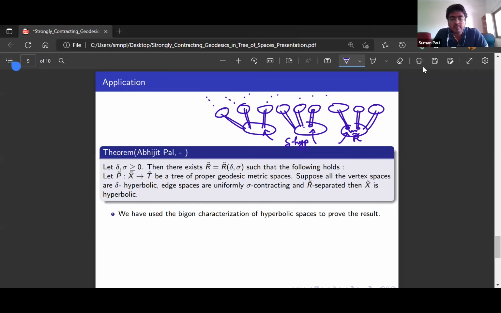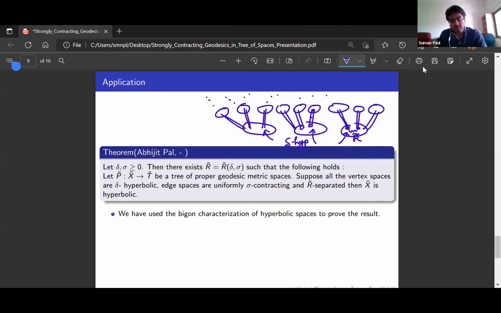But there is a problem with this tree of spaces. We cannot use this result to prove something in the group theory setting. Because in a combination theorem for groups, in the tree of spaces, the H spaces are always one distance away. So that's why we cannot use this in that setting.